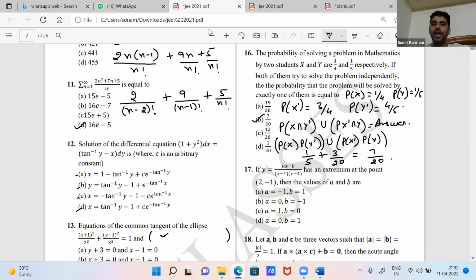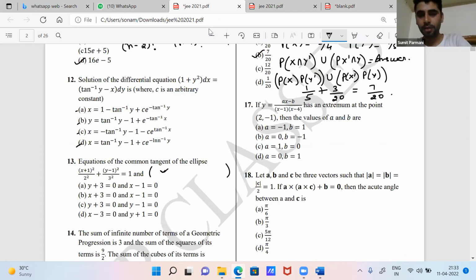17th one, Y has extremum at the point. Okay, so this is Y, this is X. Put the values, you will get minus 1 is equals to 2A minus B divided by 2 minus 1 is 1 and 2 minus 4 is minus 2. So from here we have equation 2A minus B is equals to 2. Second, we have extremum.